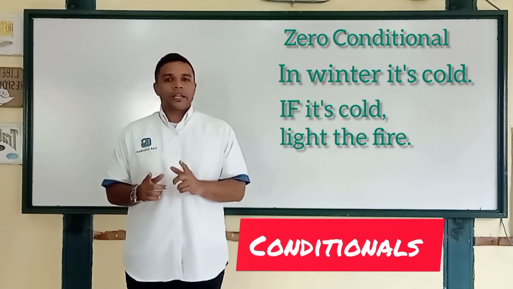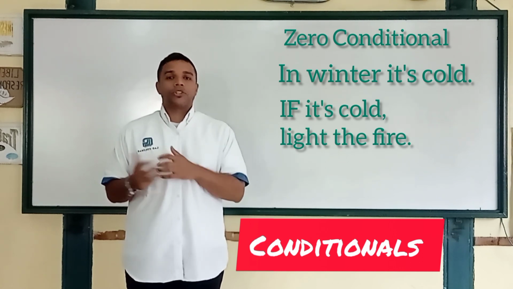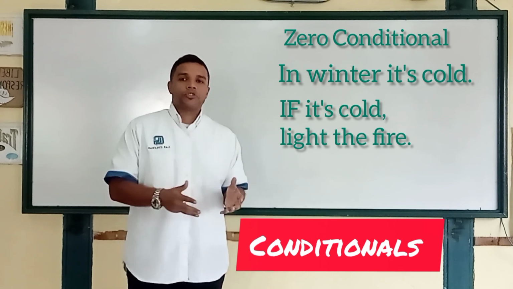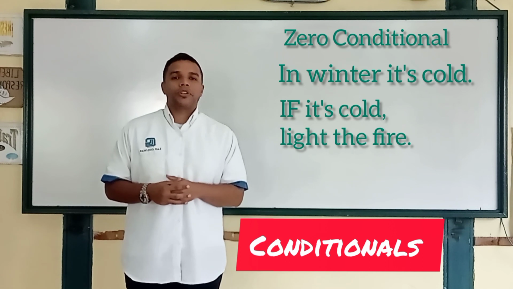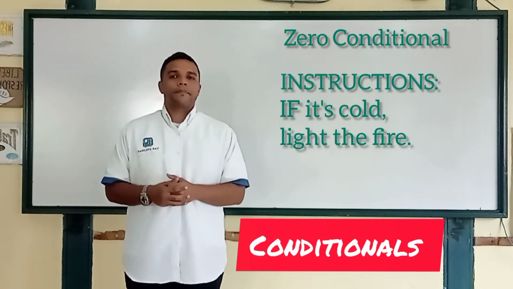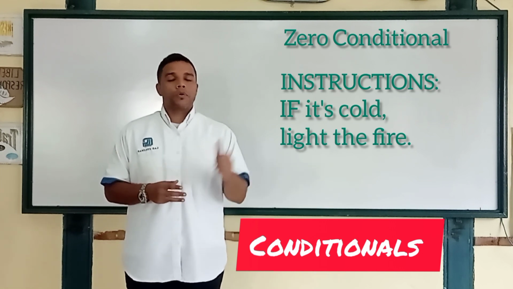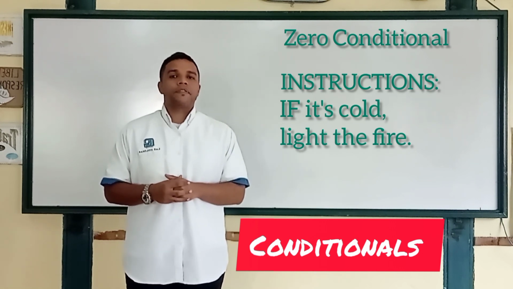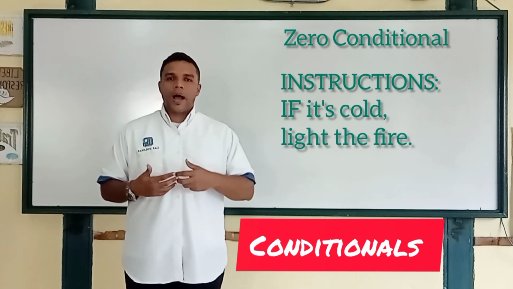But what about this one? If it's cold, light the fire. Now we've got a condition and the result. So this is a good example of how the zero conditional can be used to give instructions. Alright? So I'm using the imperative form to do that. Remember, we were reviewing the imperative back in the days. So I'm telling you what to do through an instruction.